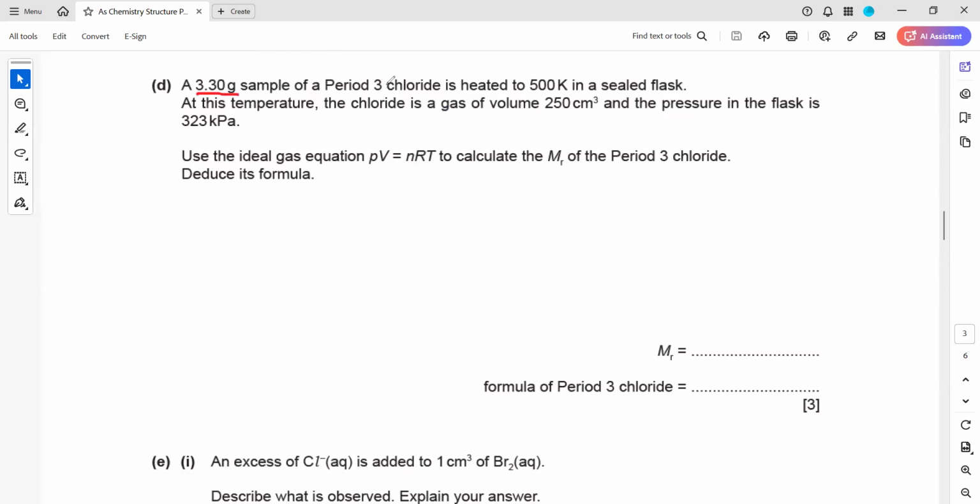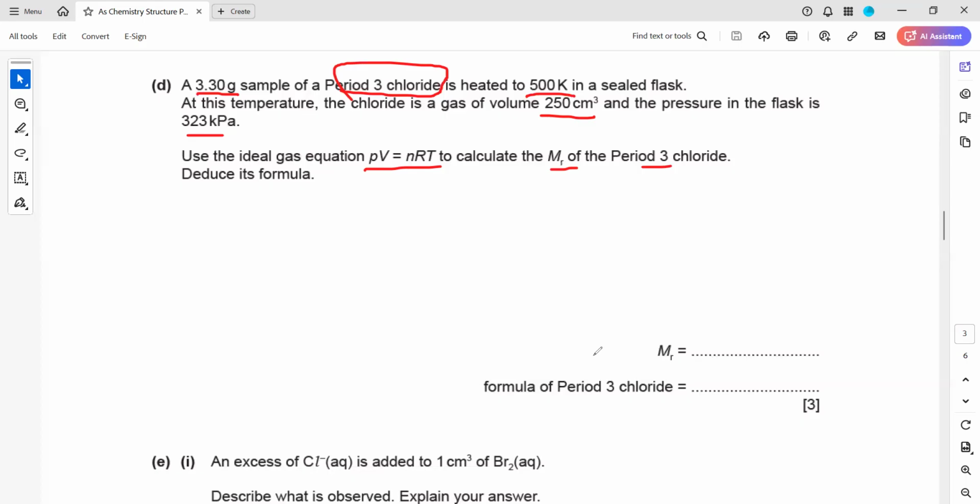3.3 grams of a sample of a period 3 chloride is heated to 500 Kelvin in a sealed flask. At this temperature, the chloride is a gas of volume 250 cm cube, and the pressure in the flask is 323 kilopascal. Use the ideal gas equation PV equals nRT to calculate the molar mass of this period 3 chloride, and then we deduce the formula. So first we will use this formula and we have to substitute the values here.